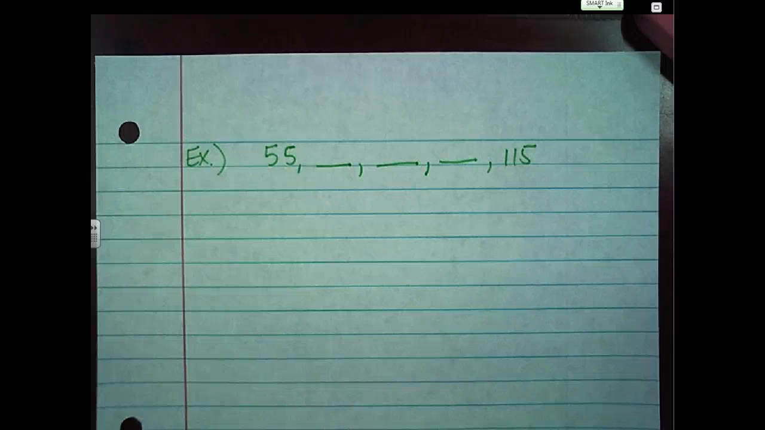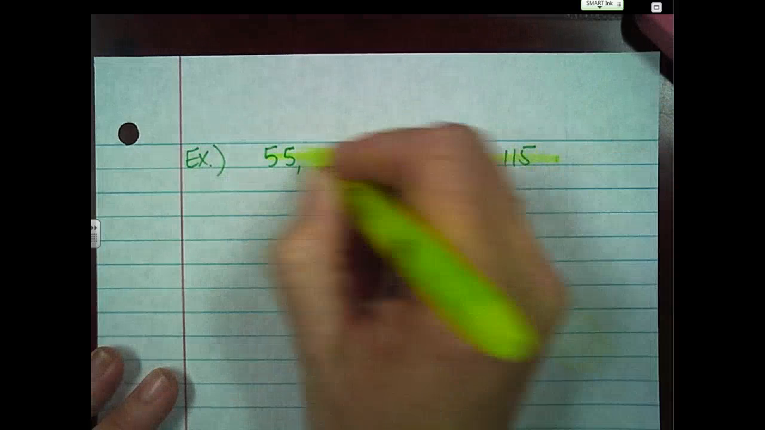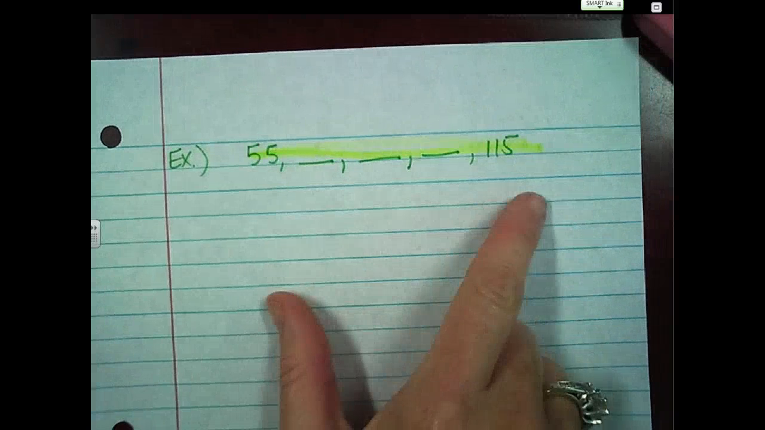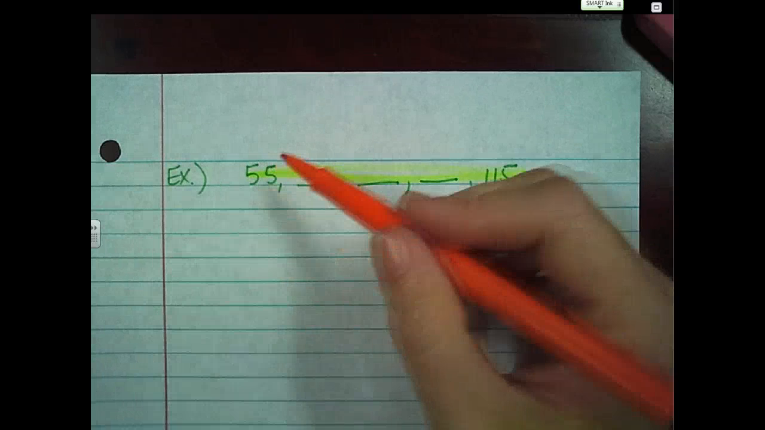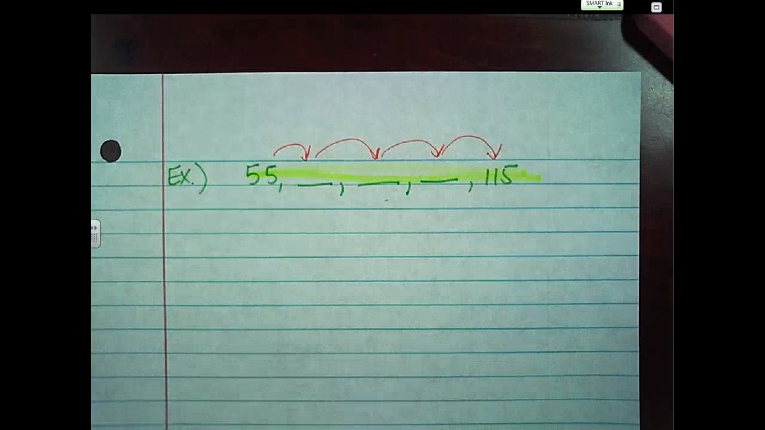Okay, so let me give you a few secrets about this one. You can use your formula, or you can think about it as well. Let's think about this for a second. All right, how many jumps am I making to get from 55 to 115? Wait a minute, count the jumps. How many is that? 4 jumps.